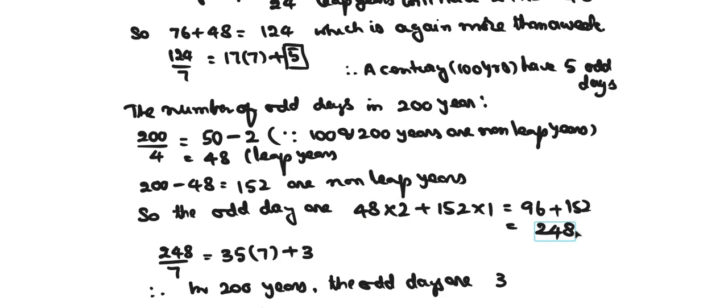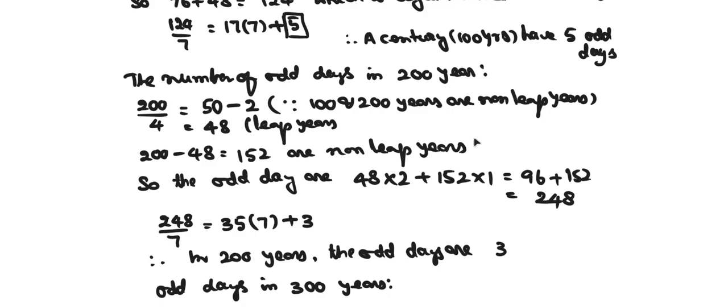So this is again having more than 7 days. Therefore, divided by 7, 35 into 7, that plus 3. So therefore, in 248 days, we have 35 complete weeks and 3 extra days. Therefore, 3 odd days are there in 200 years.